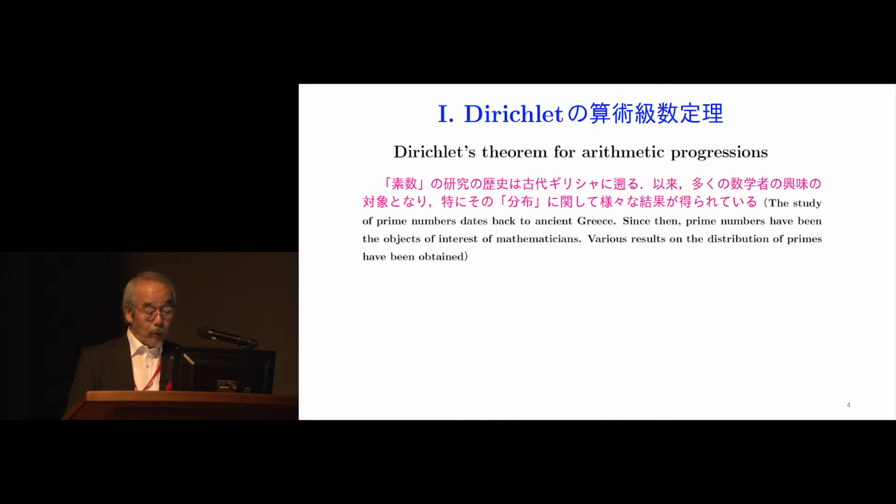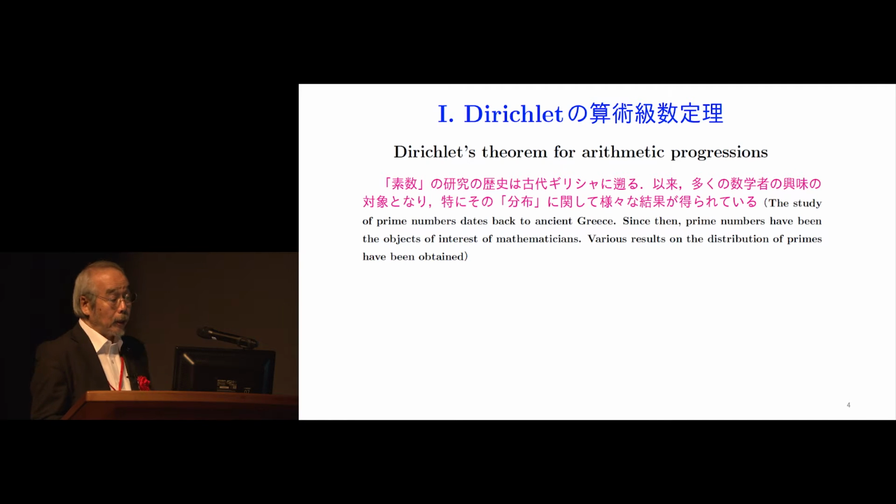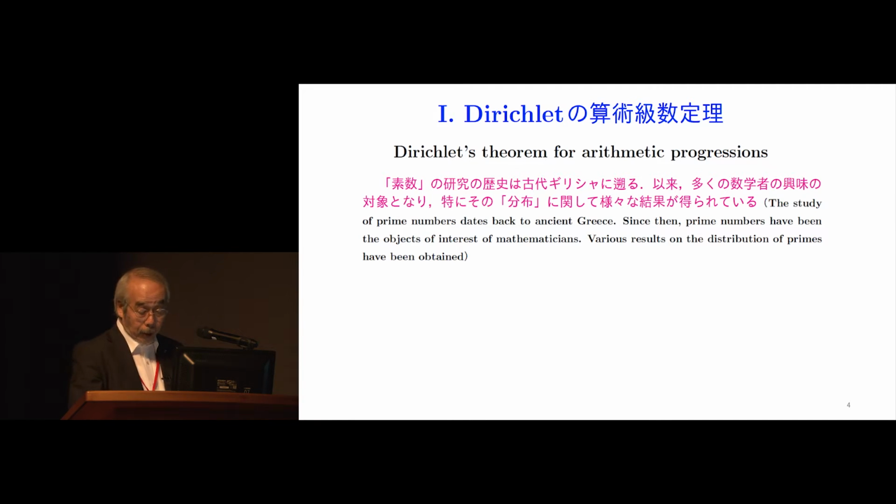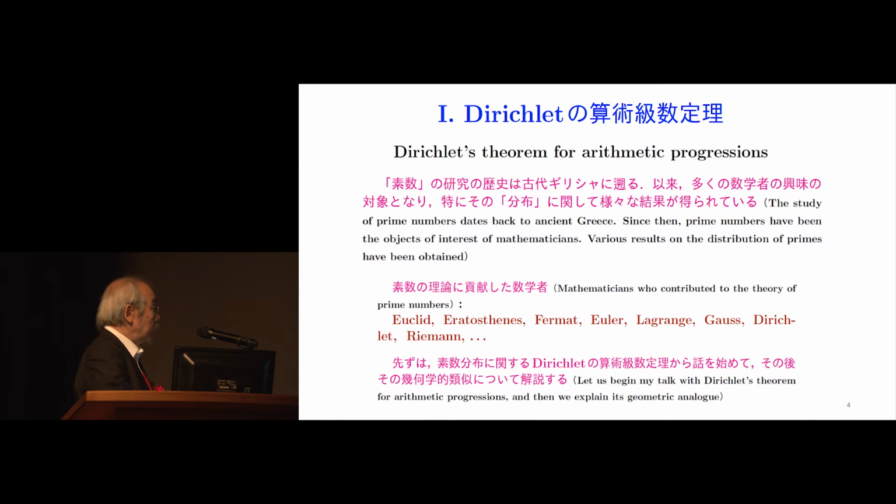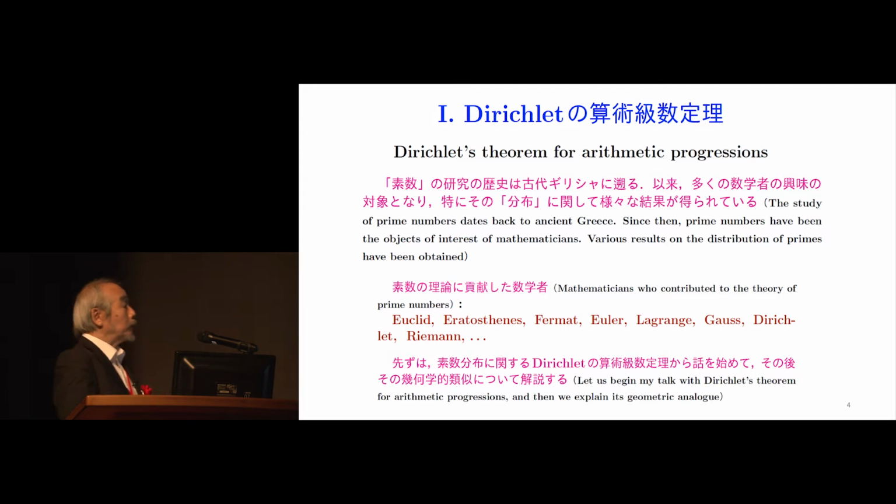Prime numbers have been the object of interest of mathematicians from ancient Greece or much earlier, since the time of Euclid. These are special numbers, and various results on the distribution of primes have been obtained. You can see the names of mathematicians who contributed to the theory of prime numbers: Euclid, Eratosthenes, Fermat, Euler, Lagrange, Gauss, Dirichlet, and Riemann. And the list continues. Famous mathematicians have contributed to this field. Purely because of interest, the study of prime numbers started. But today, for encryption, primes are quite important as part of the public key. So the turn of events for the study of prime numbers is quite surprising.